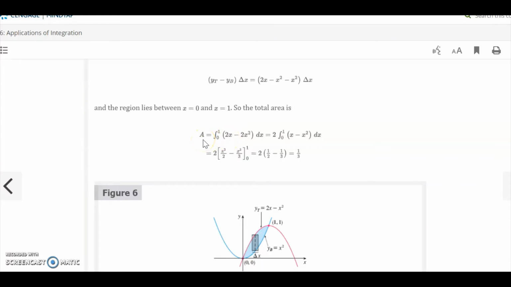So we'll look at other examples that have the opposite. So we have a equals from 0 to 1, and they have the top function first, and then they're subtracting the bottom function. They already combine like terms right here.